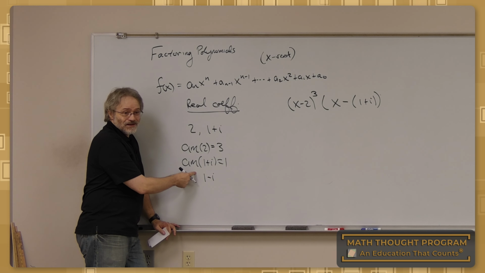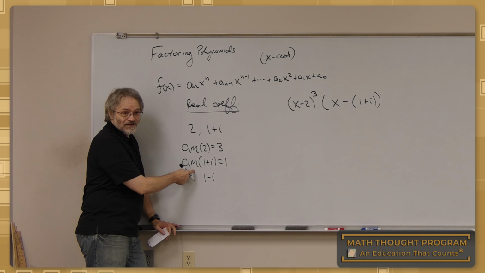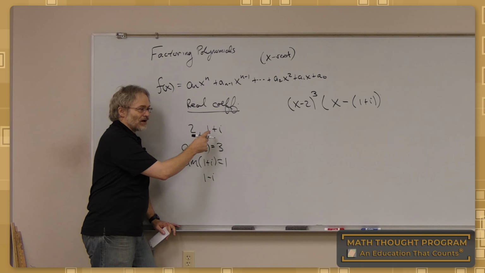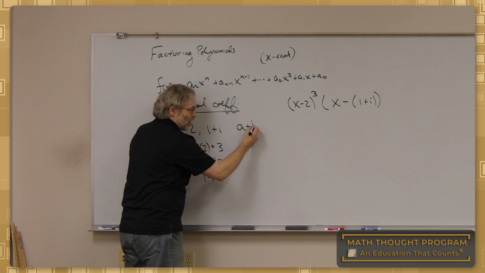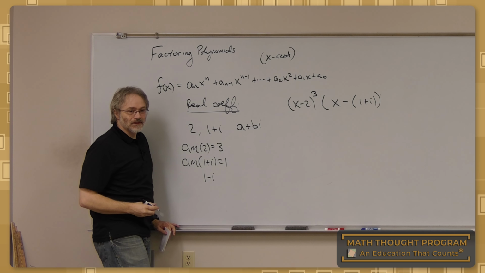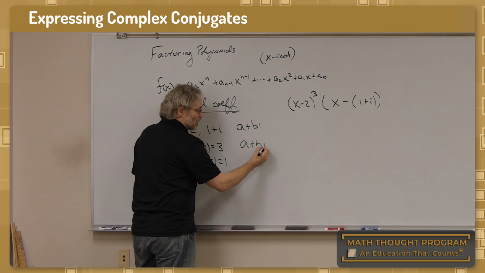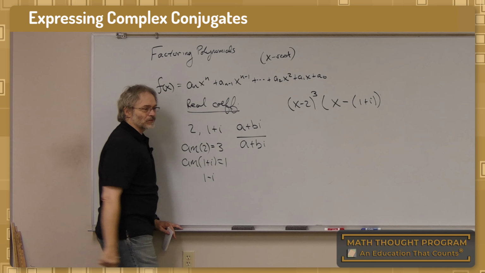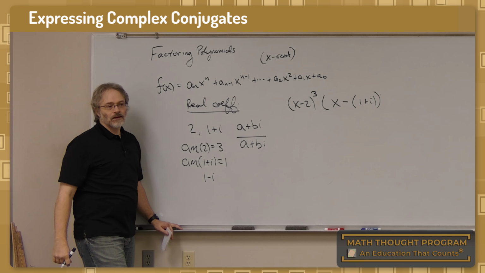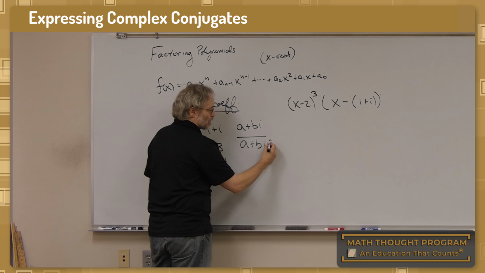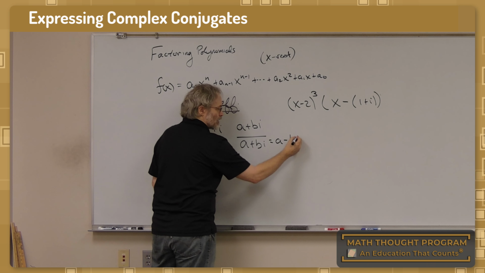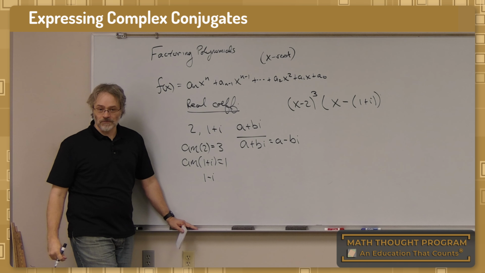Literally, in this case, read between the lines. If you have a plus bi, if that's a root, then so is its conjugate. And sometimes you might see it denoted with a little bar on top. And all that means is take the sign and flip it in front of the complex component.